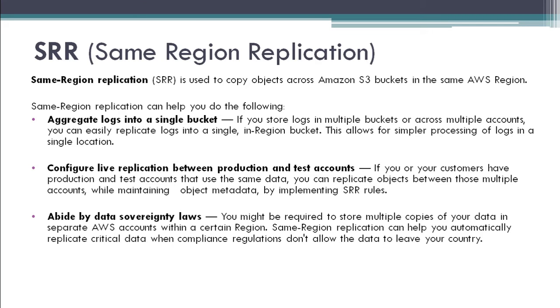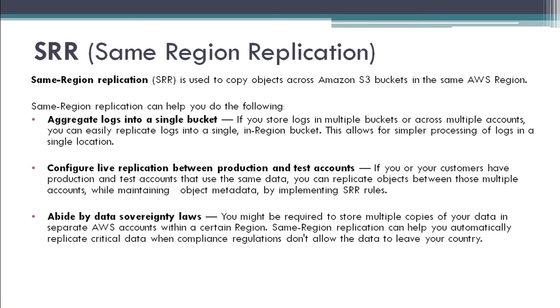To abide by data sovereignty laws, you might be required to store multiple copies of your data in separate AWS accounts within a certain region. Same region replication can help you automatically replicate critical data when compliance regulations don't allow the data to leave your country.